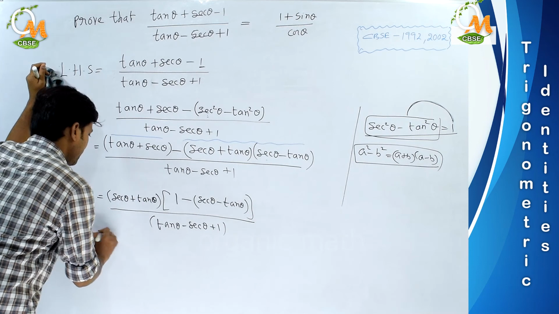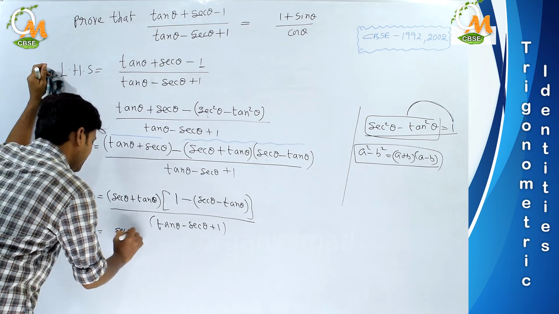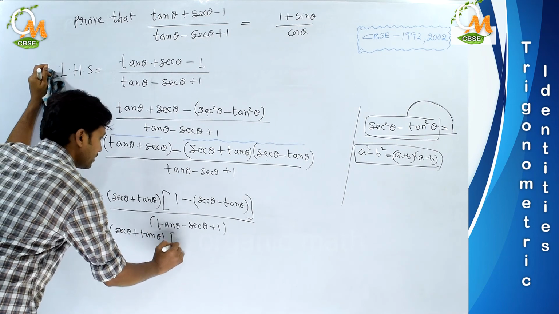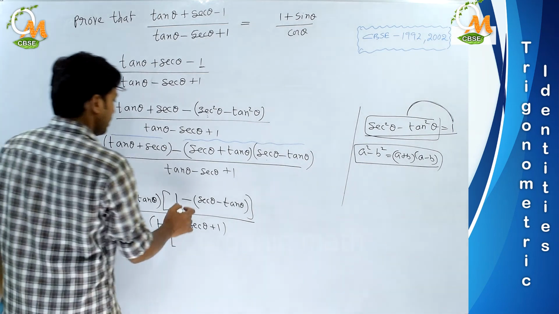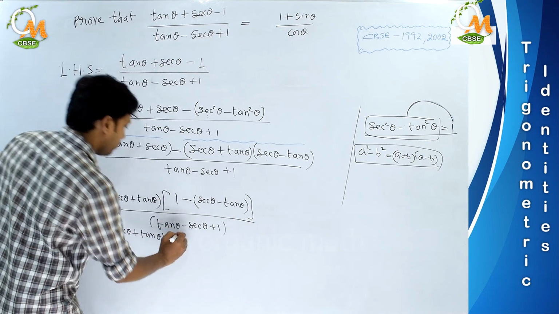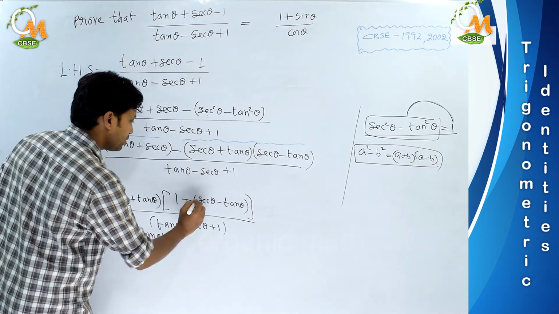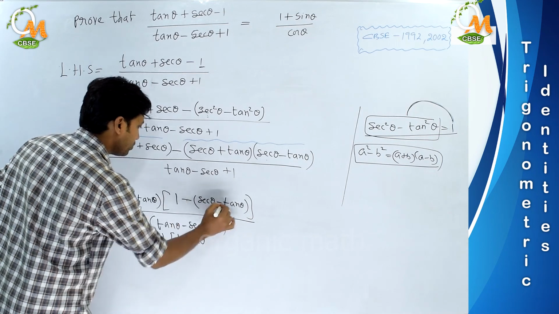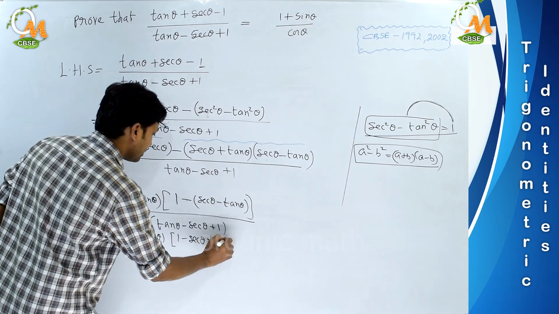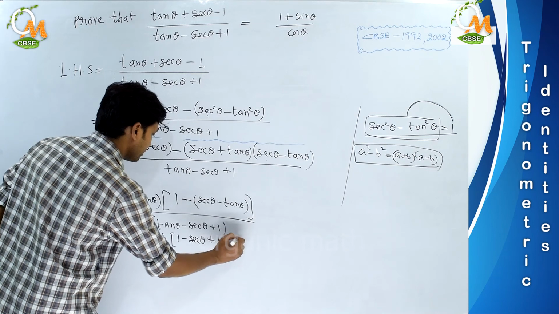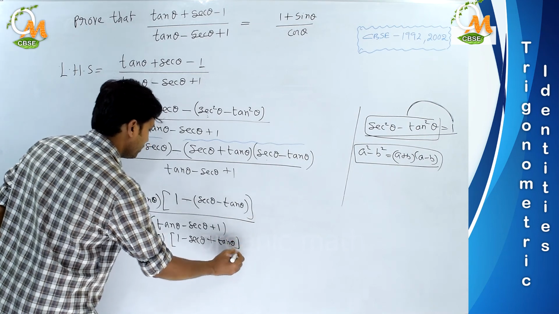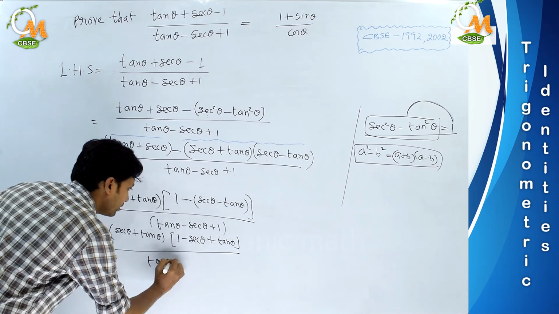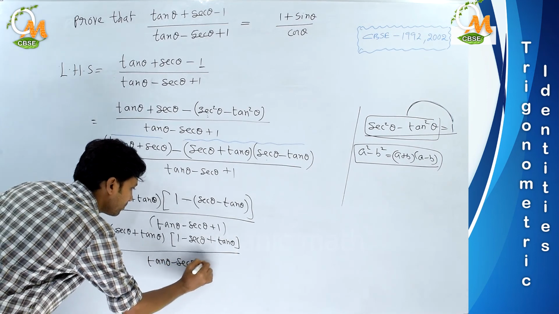Here for a moment, secant theta plus tan theta into, just see here, let me write it: 1 minus into secant theta, minus into plus secant theta, minus secant theta, minus into minus, that would be plus tan theta. Now write down tan theta minus secant theta plus 1.